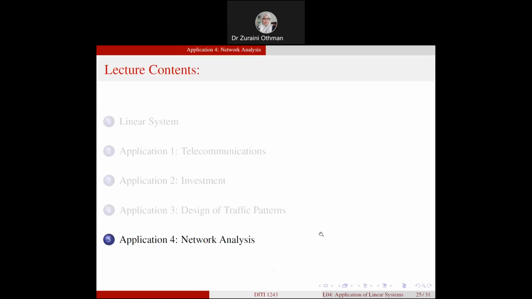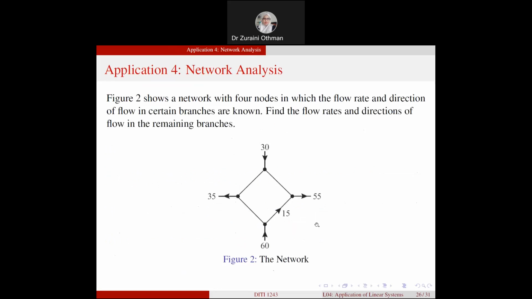Then look at the application for network analysis. Okay, after this, in here it show the figure 2, the network. So kita nampak tak branch dia dekat sini, dia ada berapa node kat situ? Dia ada 4 nodes. Okay, dan satu kat sini dia ada value 15 ke arah sana. Then dia nak suruh apa? Find the flow rate and direction of flow in the remaining branch. Okay, maksudnya kat sini dia nak tahu macam mana the flow rate and the direction.